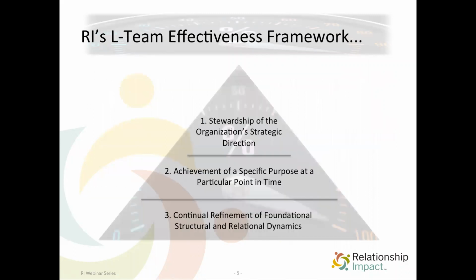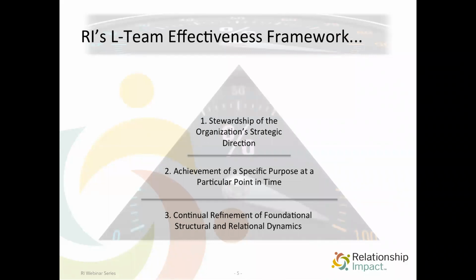Next, I want to give you a sense for our team effectiveness framework, our leadership team effectiveness framework. This is not mind-blowing. There are three components to it, however, and we are going to talk in great length about number 3, in some length about number 2, and not as much about number 1, as you'll see as I start to describe these. The elements of our effectiveness framework are: 1, stewardship of the organization's strategic direction, and I'll get into that in a little bit more detail in a minute.